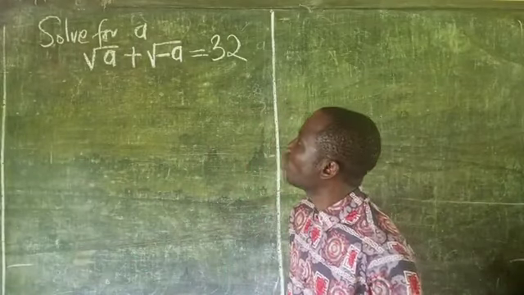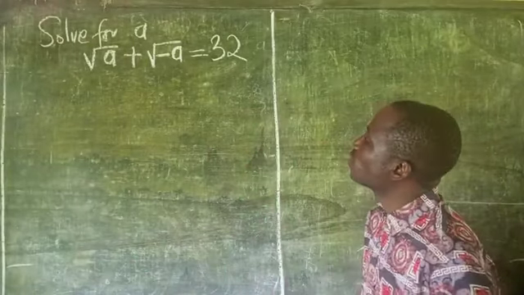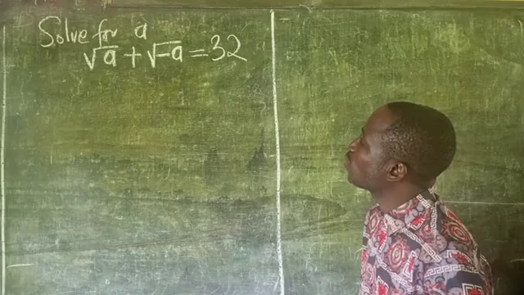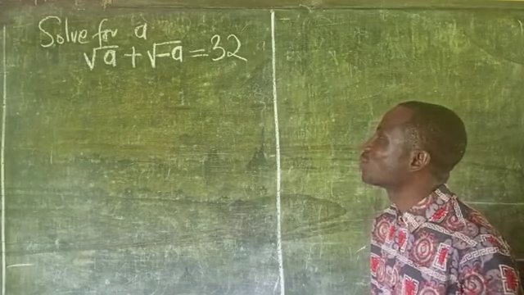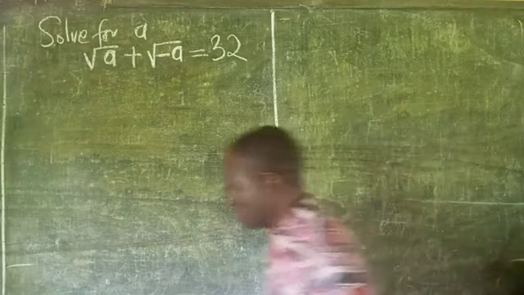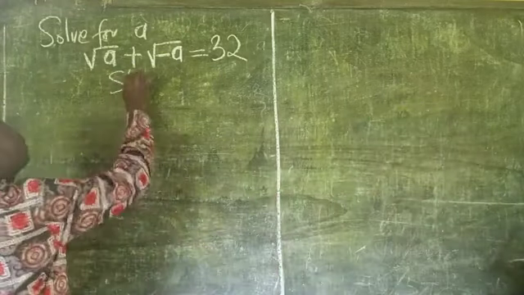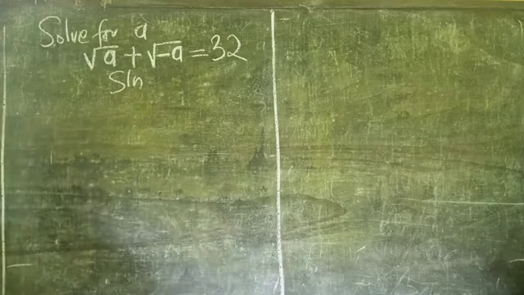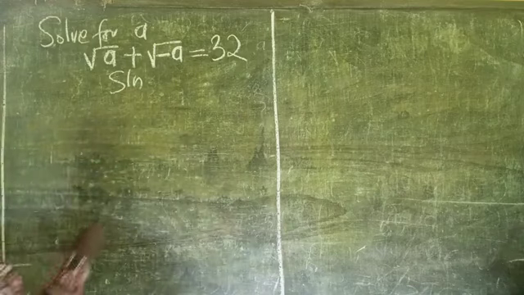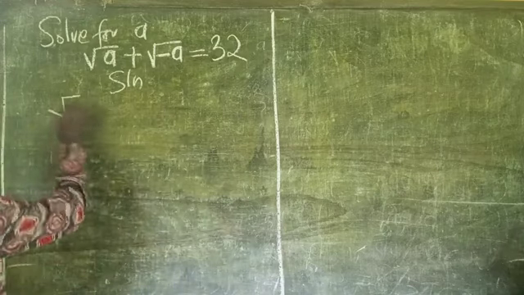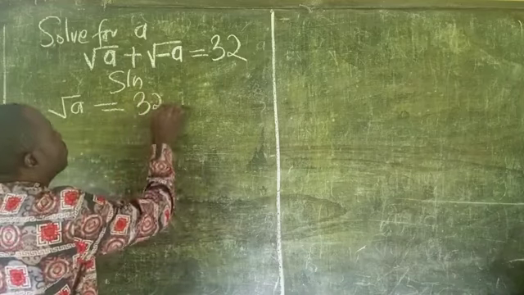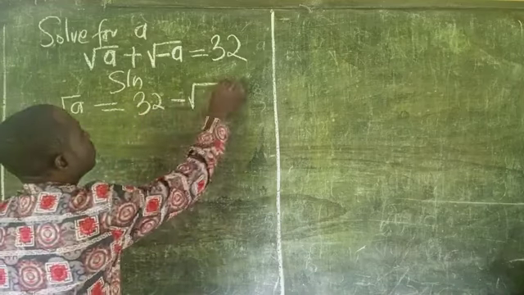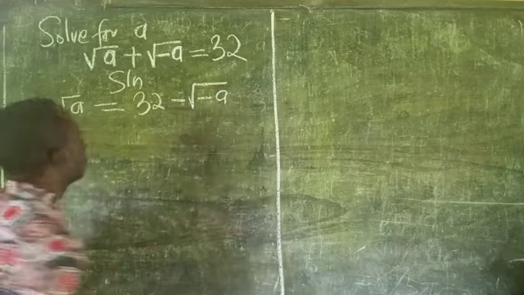It says solve for a if the square root of a plus the square root of minus a is equal to 32. We're asked to solve for a. So we're going to start by saying solution, and I would like to arrange the equation to have the square root of a on the left hand side, that is to say, square root of a equals 32 minus square root of minus a.